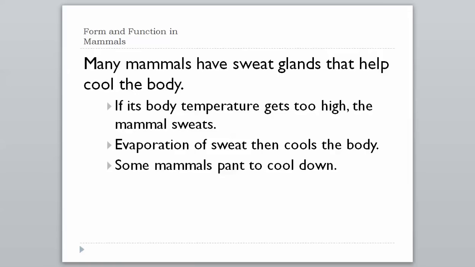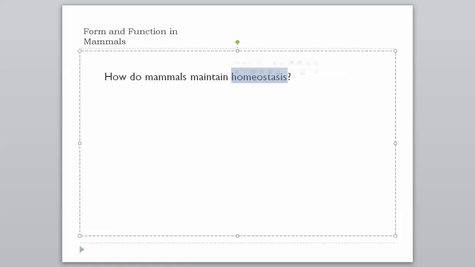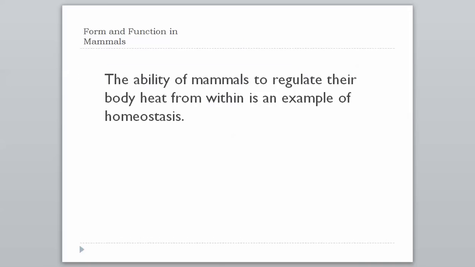And so a big thing with mammals, since they control their own body heat, is they have to maintain what's called homeostasis, which, hopefully this is a review term, is having a nice internal balance, everything working properly. And so the ability of mammals to regulate their body heat, again with warming up and cooling down from within, is an example of how they can maintain homeostasis.